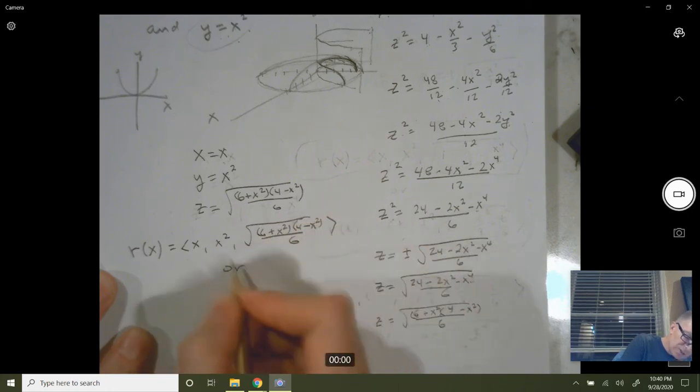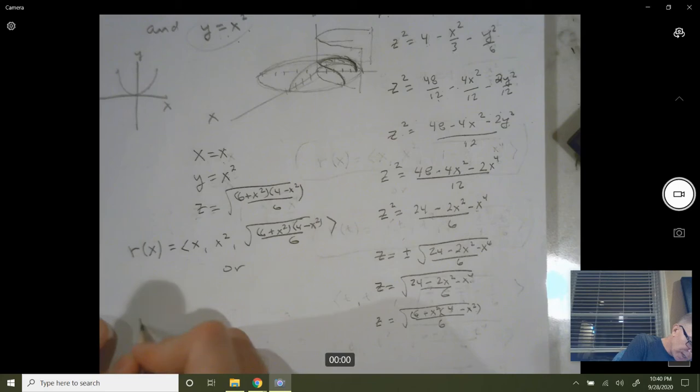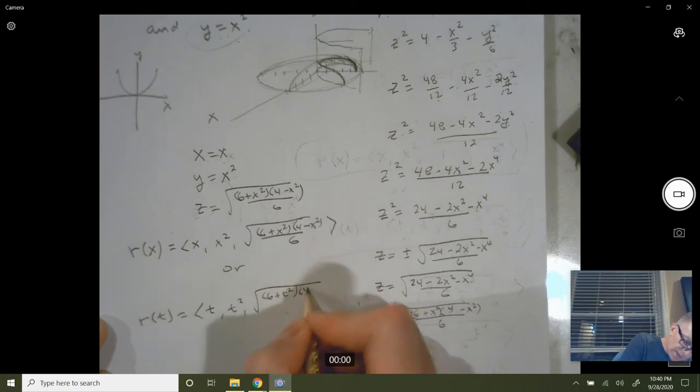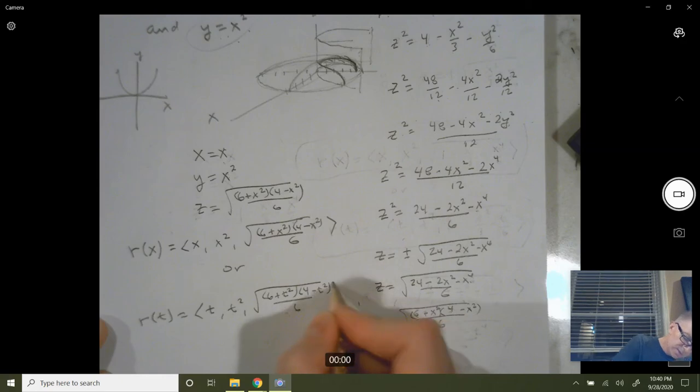Or if you don't like using x's as your parameter, you can use t as your parameter. So t squared, square root of 6 plus t squared, and 4 minus t squared over 6.